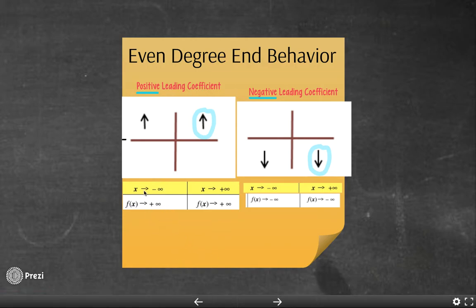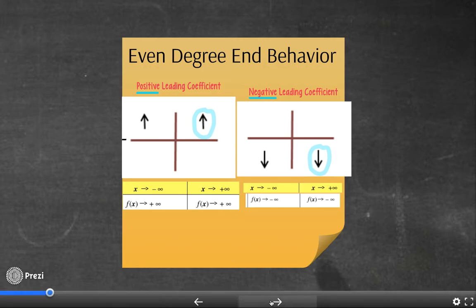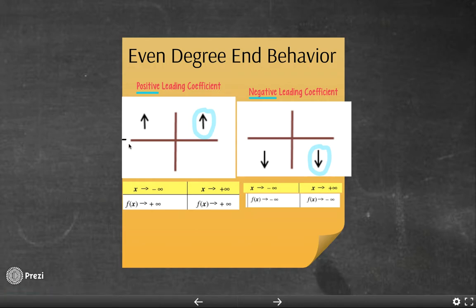So this arrow thing, this right here says, as x approaches infinity, the little arrow means approaches. So as x approaches negative infinity. Now what do I mean by that? If we look at the x-axis, which side is the negative side of the x-axis? Holy hot dog, you guys are so smart. It's the left side. So as x approaches negative infinity, we are looking on the left-hand side of the graph.